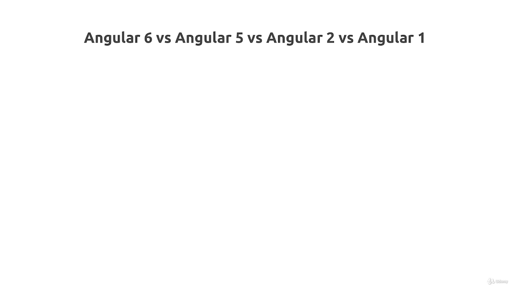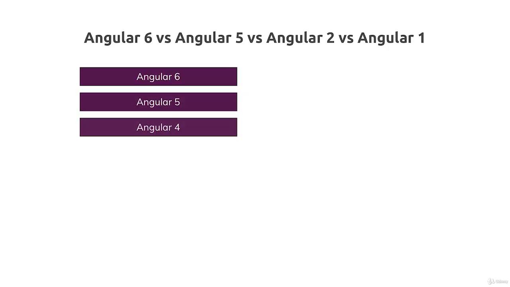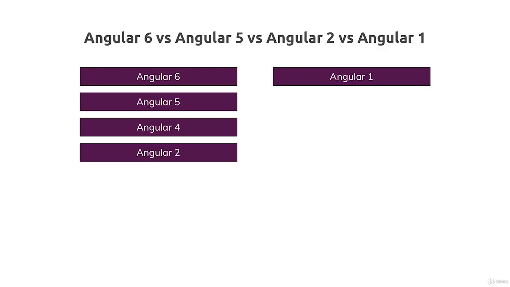So we learned what Angular is, but maybe you also heard about the many different versions Angular has. And at least you probably noticed that this course is about Angular 6 right now. So what's up with all these versions? We got 6, 5, 4, 2, 1. What's up with these versions?